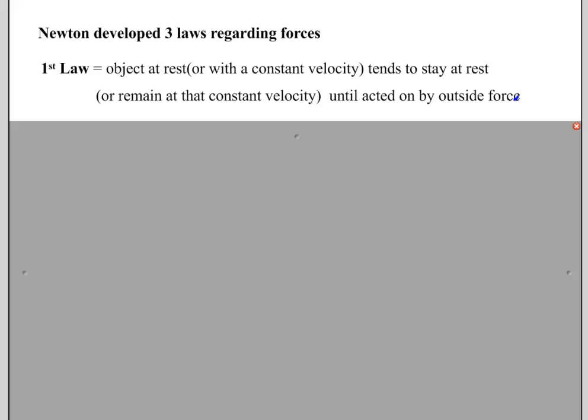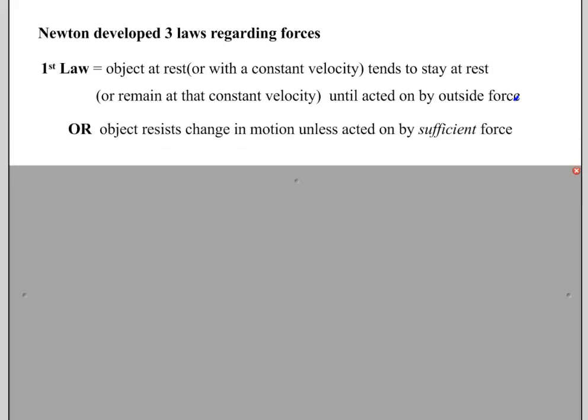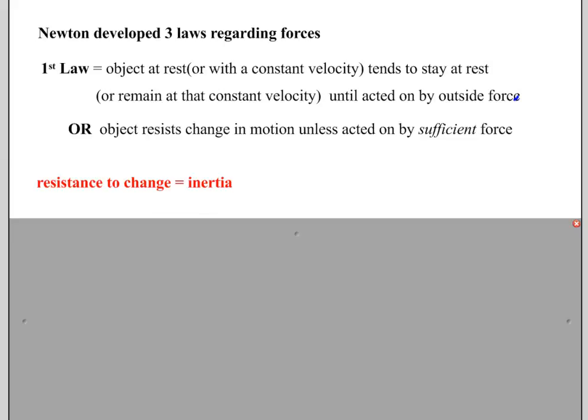Another way of talking about Newton's first law is to say that an object resists change in motion unless sufficient force acts on it to cause the motion to change. This resistance to change we call inertia. So the bigger the object's inertia, the more force you need to cause it to change, either to start moving if it's at rest, or to slow down if it's already moving, or to speed up if it's already moving, or to stop. So the amount of force you need to apply is directly related to the inertia, or how much force you need to apply to cause an object to change its behavior.